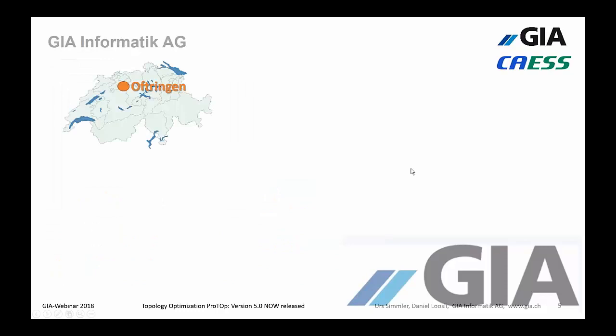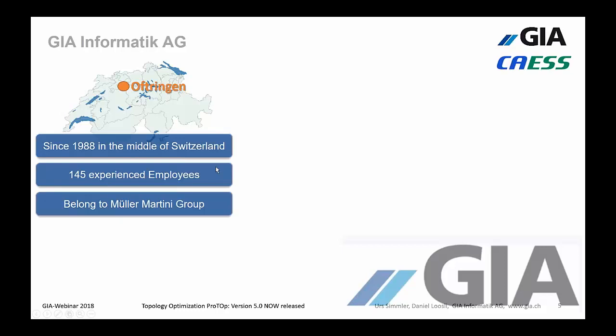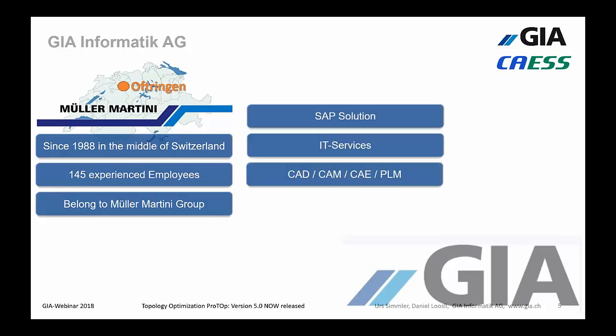A few words about GIA Informatik AG. We're located in the center of Switzerland. We have about 150 employees, and we belong to the Müller-Martini Group. Müller-Martini Group produces machines for after the printing process, so cutting machines, machines for producing books and that kind of stuff. GIA Informatik AG is a SAP reseller.